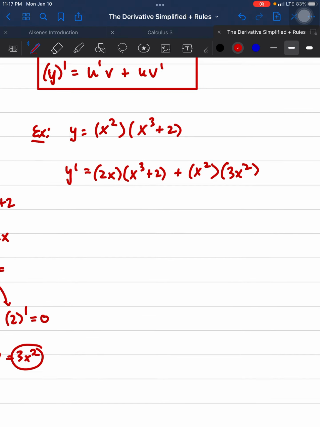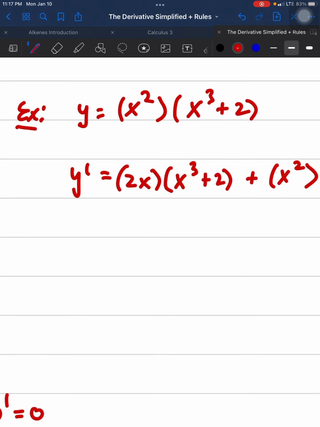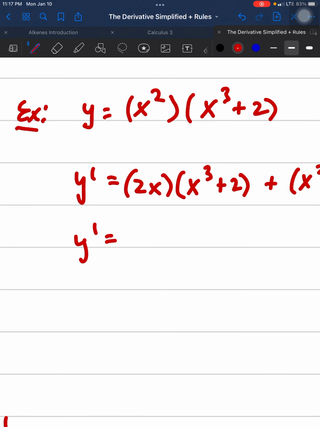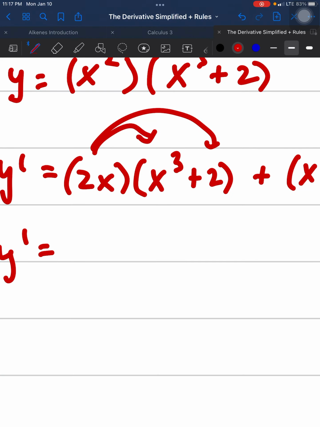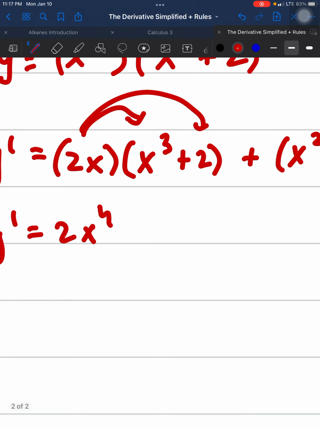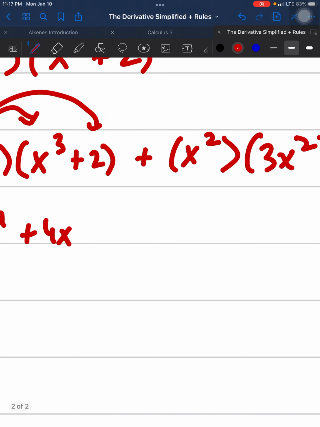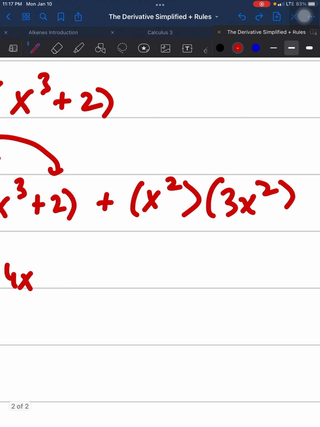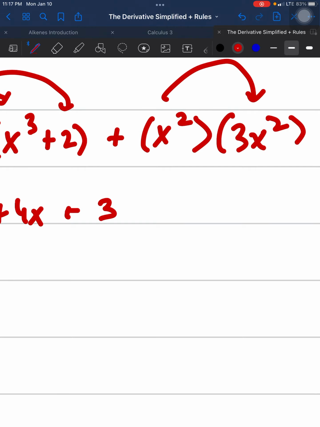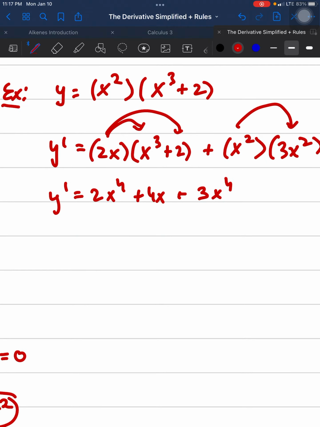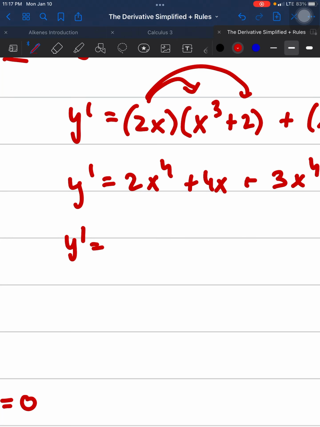Now, after this, we figured out all the derivatives and we used the formula. Now we just have to simplify. So this is just gonna be regular algebra and the distributive property. So you just distribute 2x. So 2x times x to the third is just 2x to the fourth. 2x times 2 is just 4x. And over here on this side, it's just x squared times 3x squared, and that is going to be 3x to the fourth.